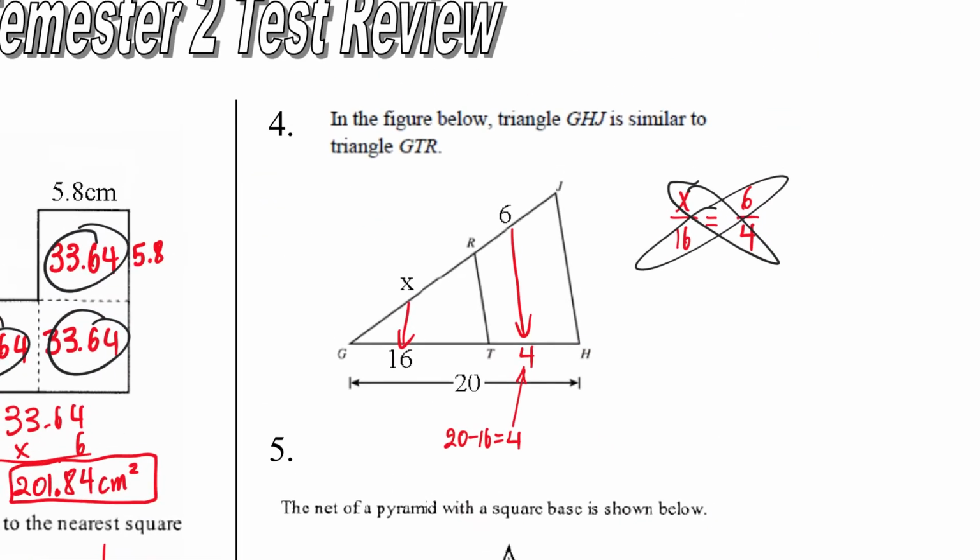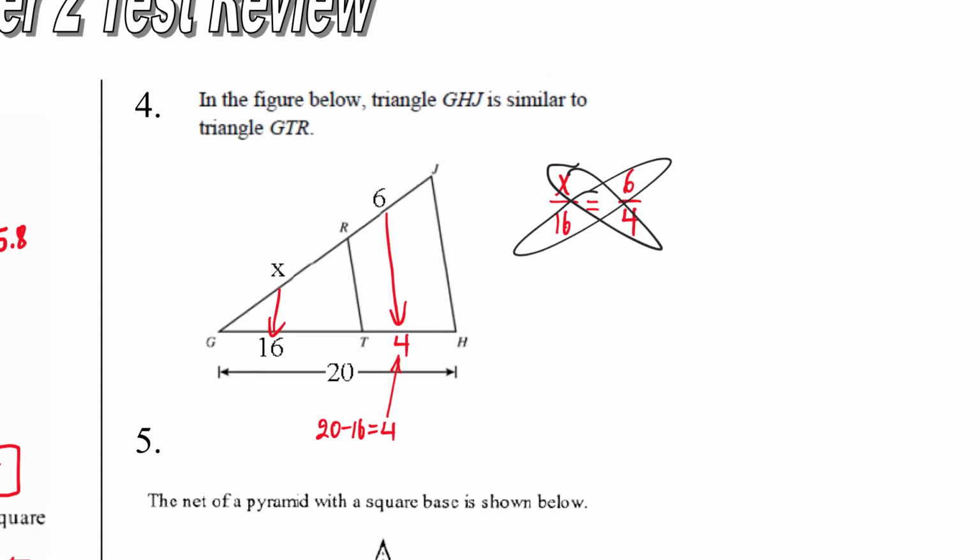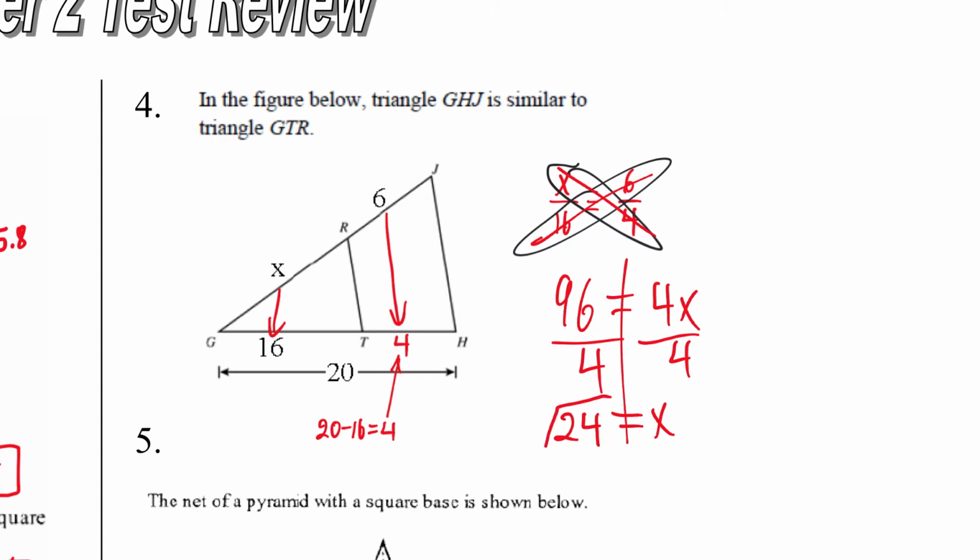Okay, on number 4, so when you cross multiply here, 16 times 6 is 96. 4 times x is 4x. Divide both sides by 4. And you should get x equals 24.